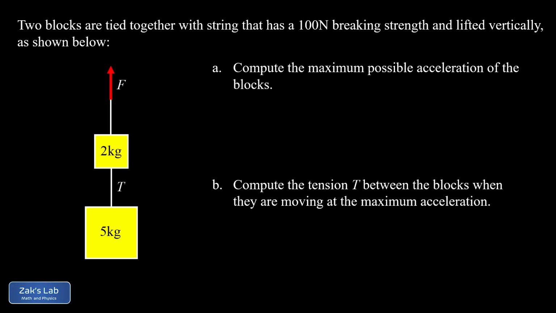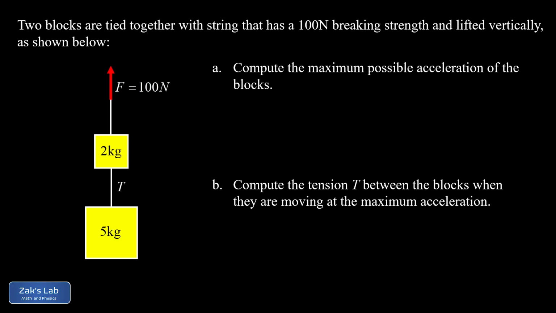And then in part B, we're going to find the tension between the blocks when they're moving at that maximum acceleration. So the first thing you have to figure out before you start the problem is which one of the strings has the bigger tension in it. So we have the upper string that we're pulling the blocks with, and then we have the string between the blocks. And that upper string is going to have the bigger tension because it's responsible for accelerating all 7 kilograms of mass here, while the string between the blocks is only responsible for accelerating 5 kilograms of mass.